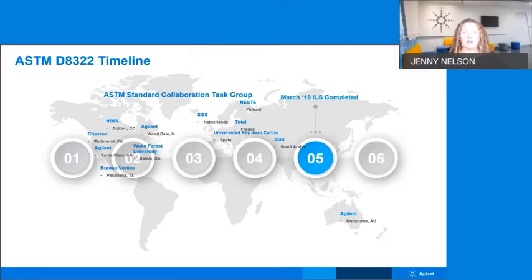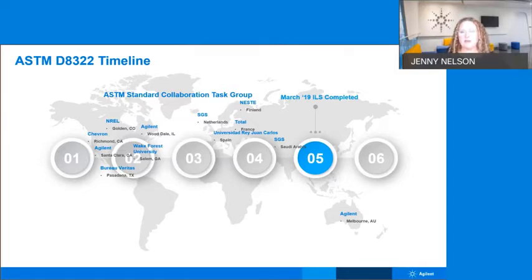So you can see we now had the addition of an additional Agilent lab, and we added a university in San Carlos in Spain, and Total in France, and Nestle in Finland, and SGS in Saudi Arabia. We also added another Agilent lab in Melbourne, Australia. So you can see we really covered the globe. Again, it was a lot of hard work, and I know because I traveled to the majority of these places and worked with these folks, but it was a really great experience.